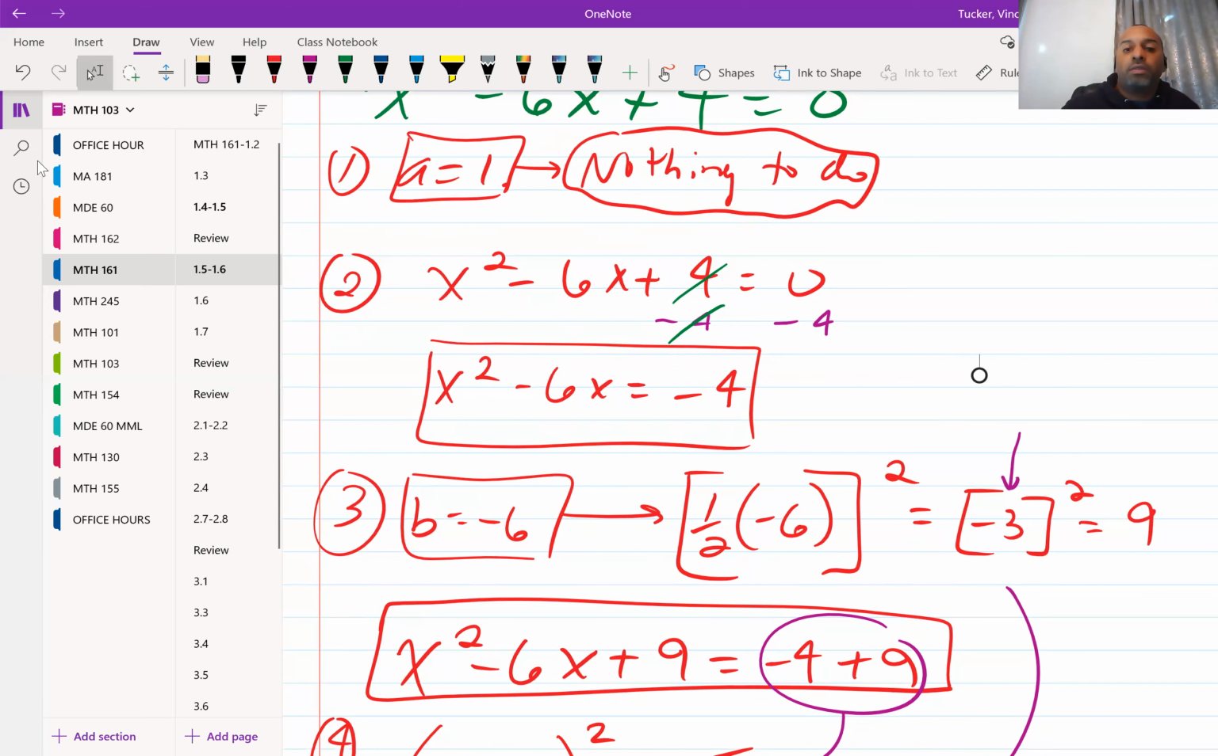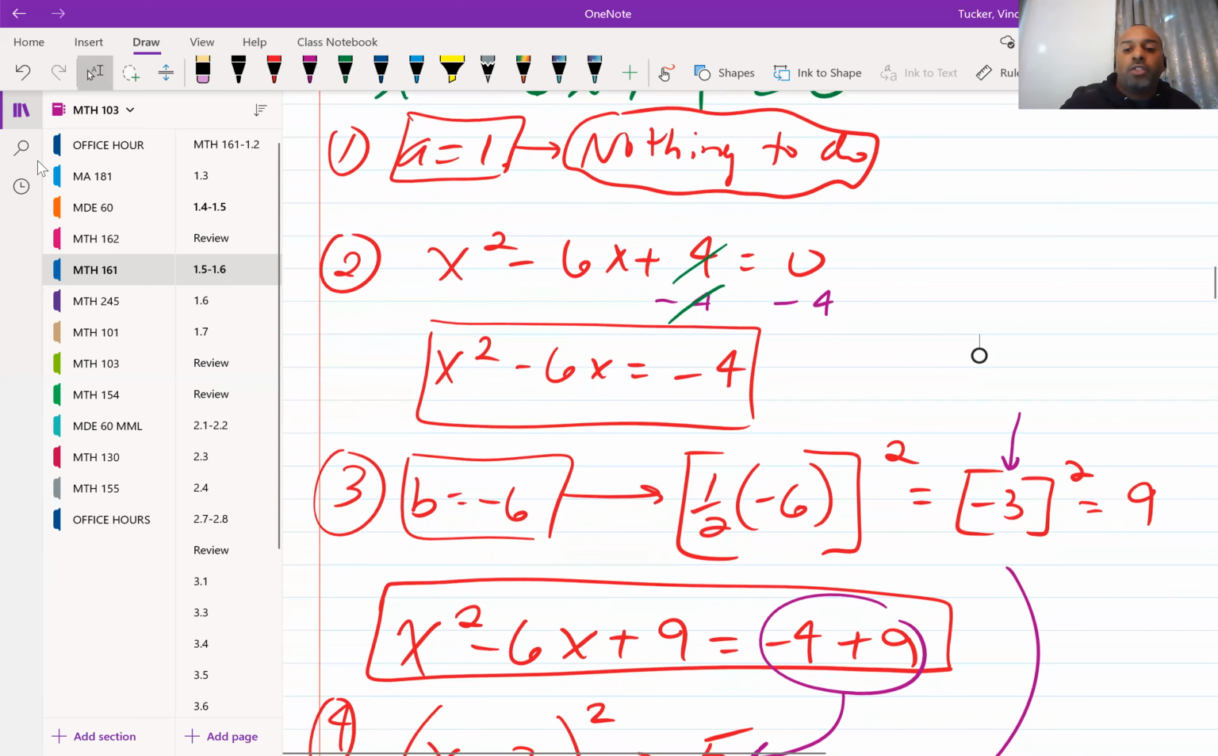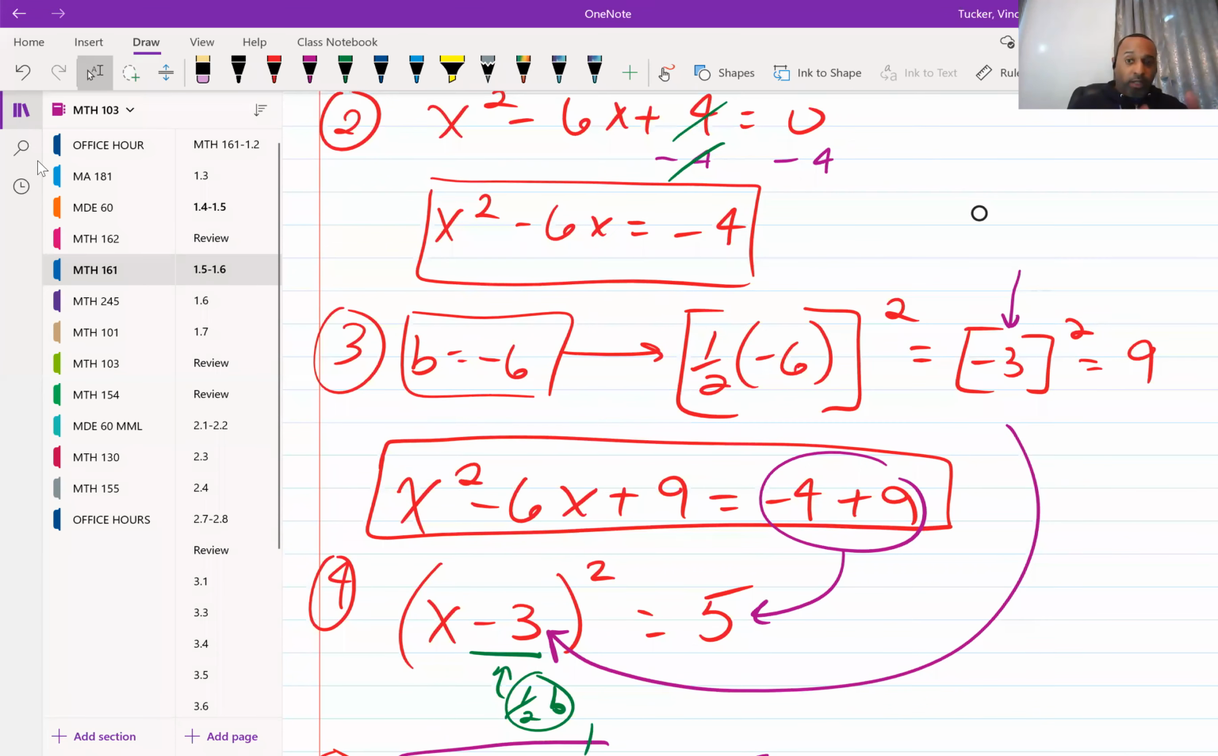All right, scrolling up. So now we can factor that trinomial that's on the left and then simplify what's on the right. So on the right, negative 4 plus 9 is 5. On the left, though, we have x minus 3 squared. That's what this factors out to be.